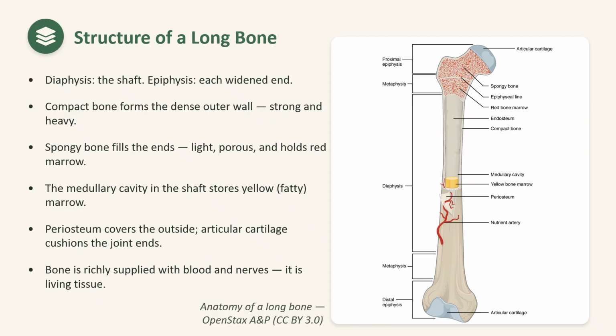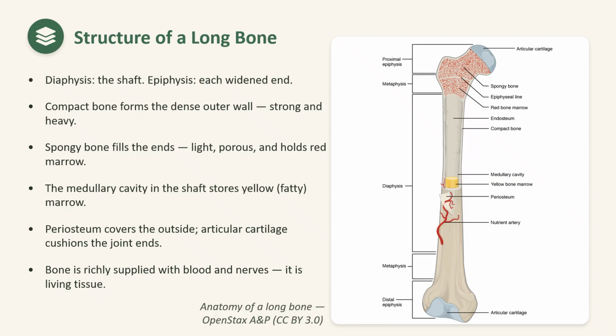Inside the ends is spongy bone, sometimes called trabecular bone, which looks like a honeycomb. It's much lighter, and that's not really a weakness. That lattice is arranged along the lines of stress, giving strength without a lot of weight. Nestled in those spaces is red marrow, where blood cells are made. Remember that term, hematopoiesis. Running down the middle of the shaft is the medullary cavity, which in adults holds yellow marrow, mostly fat, a stored energy reserve.